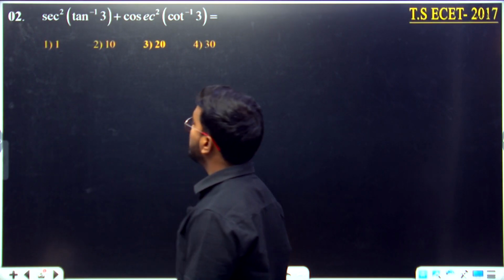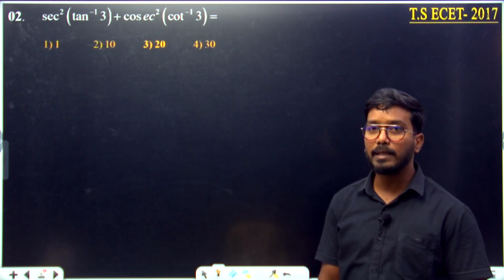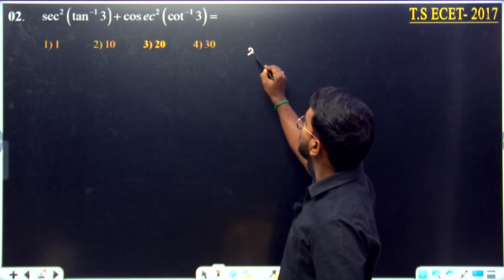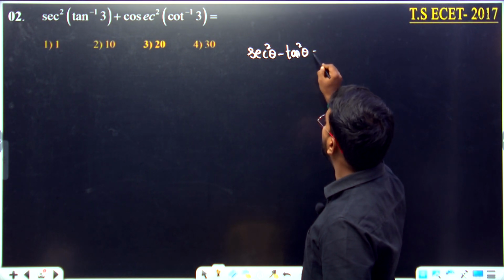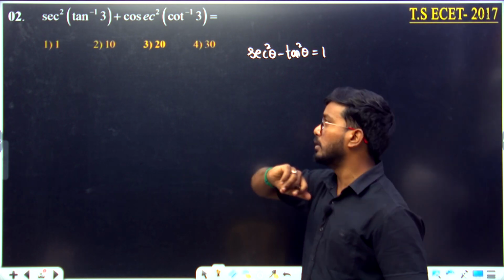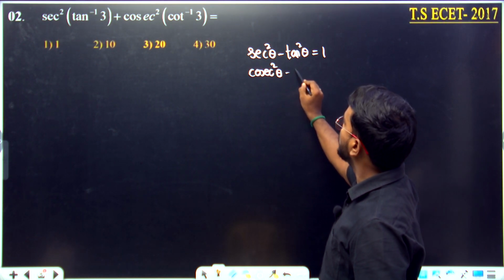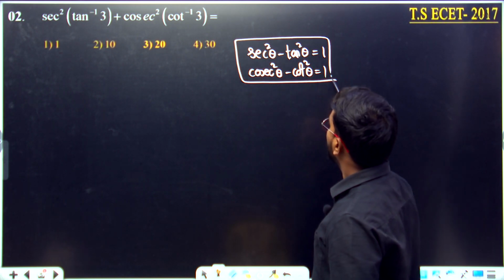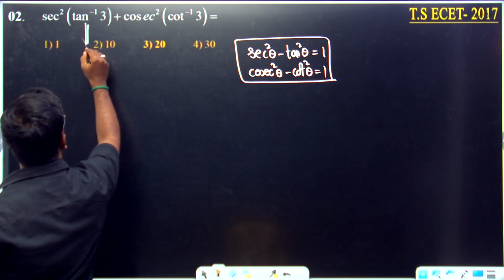The question given is secant square of tan inverse, cosecant square of cot inverse. These are based on the identities, guys. There are two identities based on which the questions can be framed. The first identity is secant square theta minus tan square theta is equal to 1. You can convert this in the form of a triangle also, but I will be giving you the standard method. Whenever this type of question is given, the second identity is cosecant square theta minus cot square theta is equal to 1. These are the two identities. So now what I'm going to think here is put tan inverse of this function as theta.